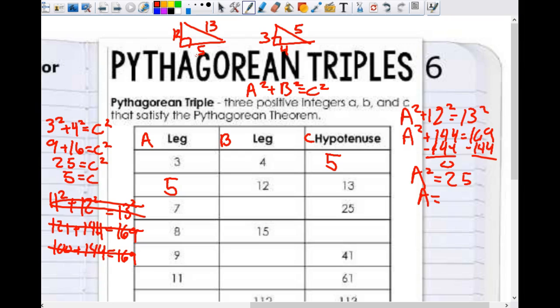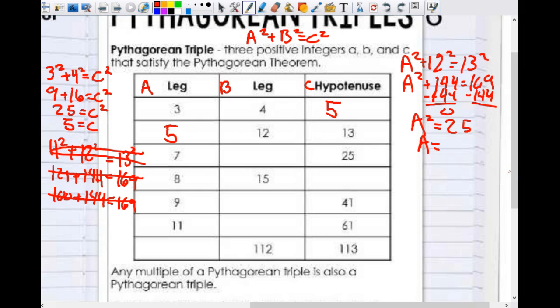Instead of working these all out, I'm going to give the last ones to you. It's 7, I think this is 24. I'm going to look them up. Does someone want to come to the board and write them down for me? All right, Blake, come up here. Okay. First one is 7, 24, 25.